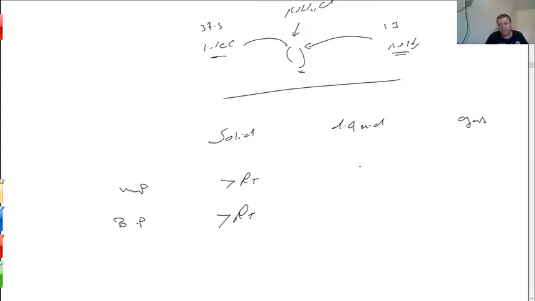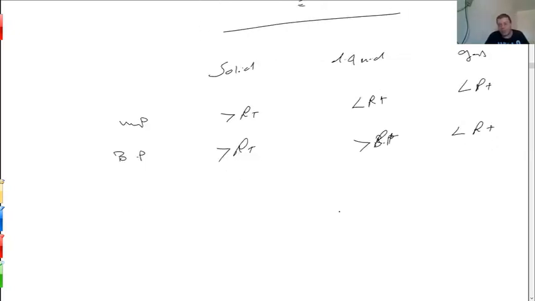For the liquid, we said the room temperature is enough to melt it. So the room temperature is higher than the melting point, but it's not enough to boil it. So the room temperature will be lower than the boiling point. For the gas, the room temperature will be higher than both of them. So this one is counted as a gas.